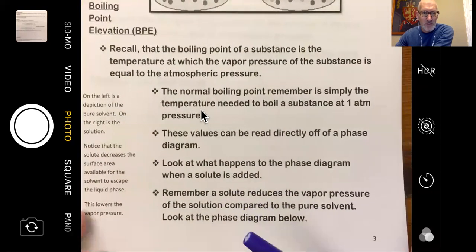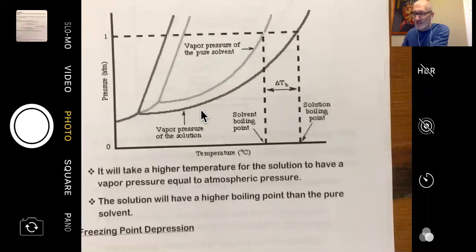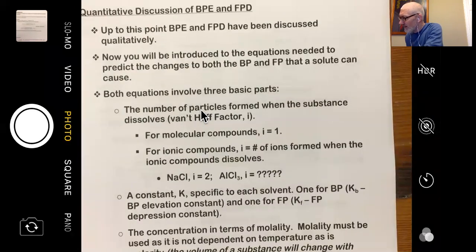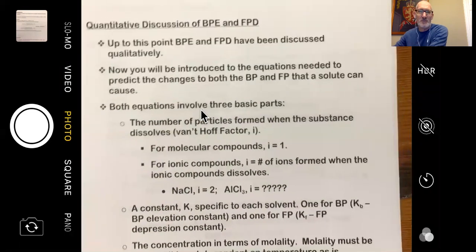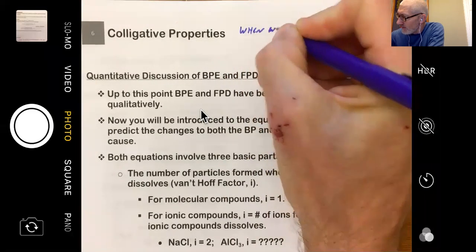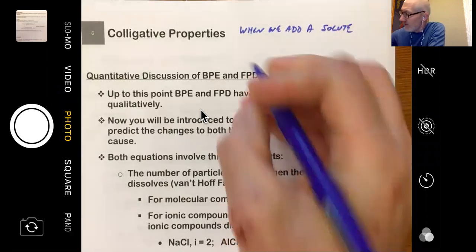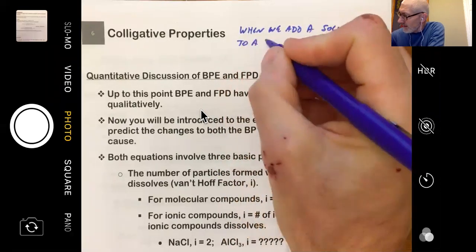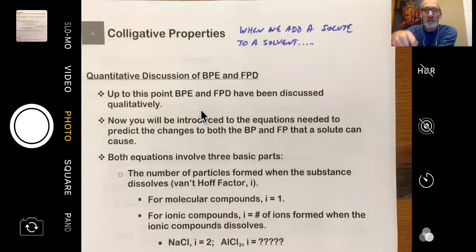What we're going to do is skim right over that because, frankly, I think we can do this a little bit faster, and I think it's a little bit better. So what we're going to do is simply say this: when we add a solute to a solvent, what we're doing is introducing something that is sort of an impurity, something that is messing up the original solvent.